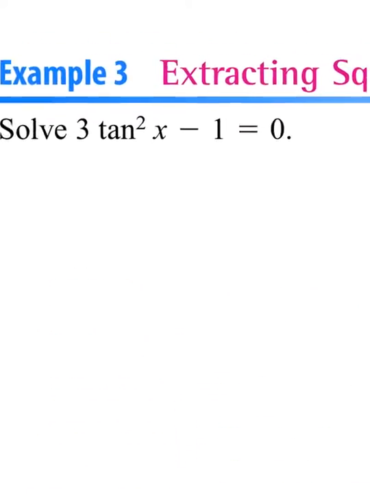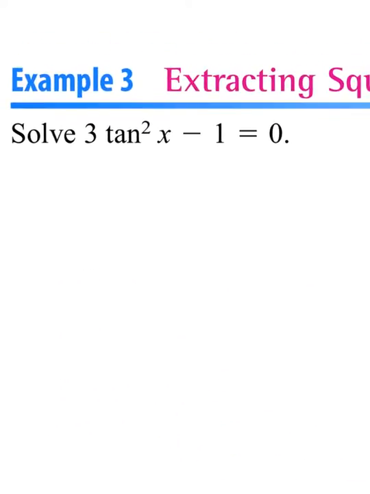What do you notice about this problem? It's tangent. It's squared. Good. Is there a given interval? No. So then at some point I'm going to have to add what at the end of my answers? Not 2k, just k pi. Tangent and cotangent are different.